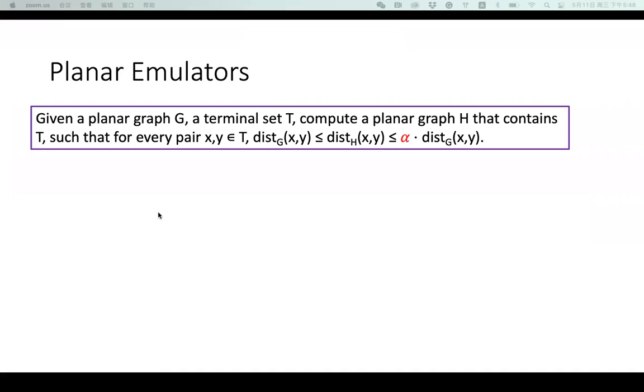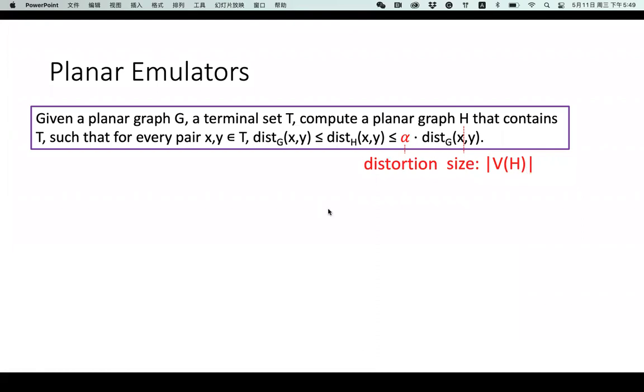So there are two parameters that we would like to optimize. The first one is the distortion. Basically, for every pair of terminals, the distance in the output graph must be within a factor alpha of that in the input graph. This is called distortion, and sometimes it's also called stretch. Another parameter is the size of the graph H that we output. The size is measured in terms of the number of vertices in it. The number of edges is also a valid measure for size, and they are within a constant factor, so we do not distinguish between them by a lot.